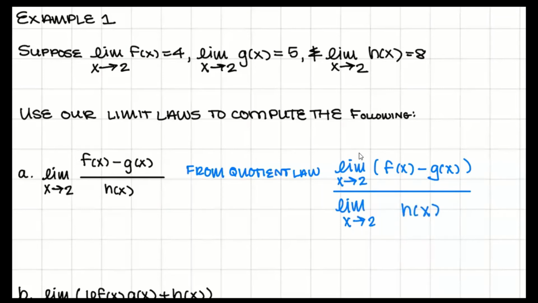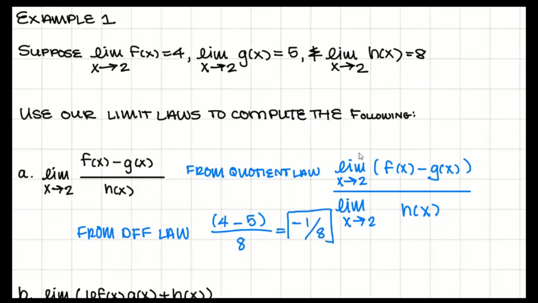And then we get to use our difference law on top, and that's just going to be the limit of the difference is the difference of the limits. And so we get to write, from the difference law, we're going to have f of x, which is 4, minus g of x on top, divided by 8. And that's going to be -1 divided by 8. And that's our answer.